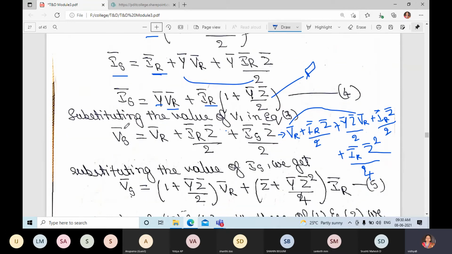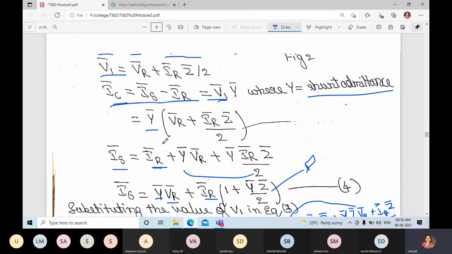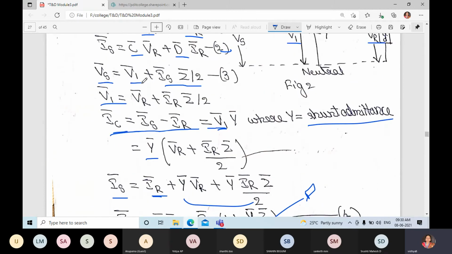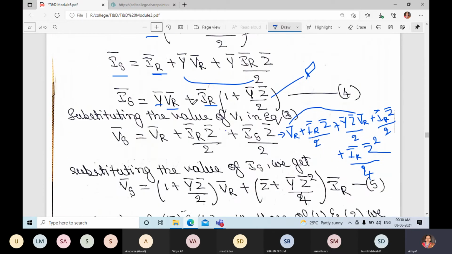So Vs vector is equal to, we came to know that V1 value, just to substitute, VR vector plus IR vector Z by 2. Here you can observe VR and this is IR vector Z vector divided by 2. This is the V1 value. And this they have written as it is, Is vector Z vector divided by 2. Now we need to substitute the value of Is. Then what you will get?